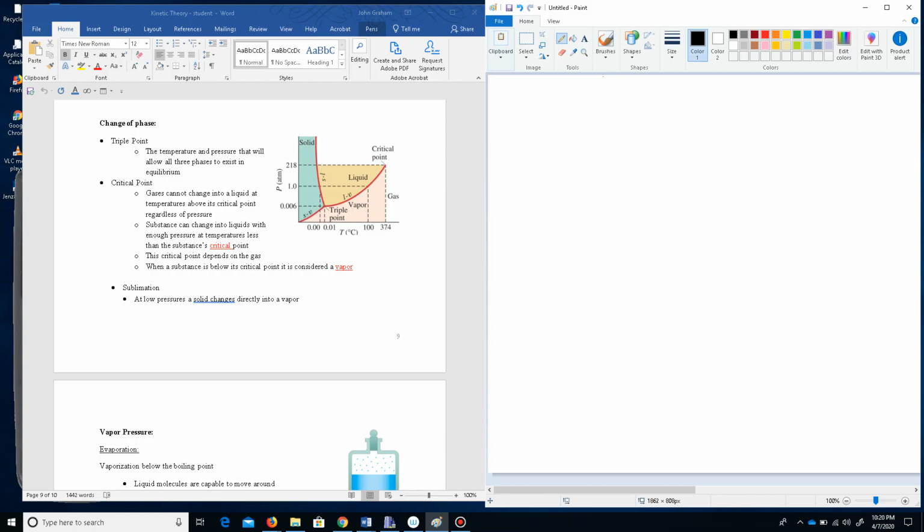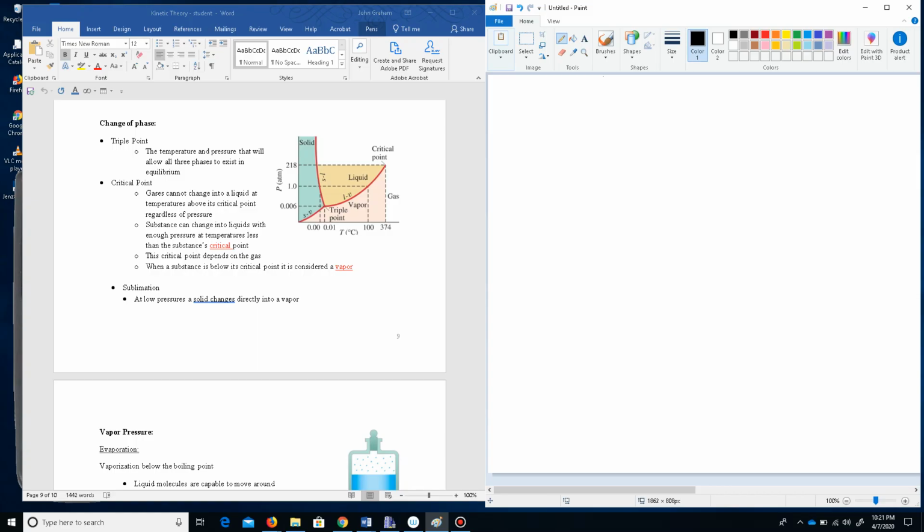So this line basically stops at any temperature above this temperature. So anywhere over here is going to be a gas. There's no way of going back to a liquid. This pretty much just stops right here, and that's the critical point, regardless of how much pressure you are in.